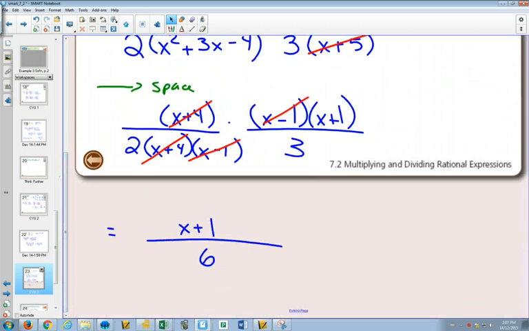What does it simplify to? X plus 1 divided by 6. Plug in 17: 18 over 6, 3. Plug in 11: 12 over 6, 2. The reason we simplify is so we can do calculations quicker.